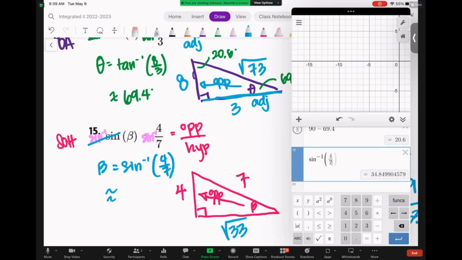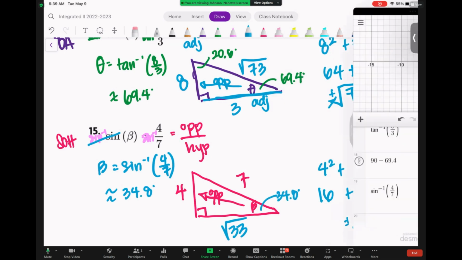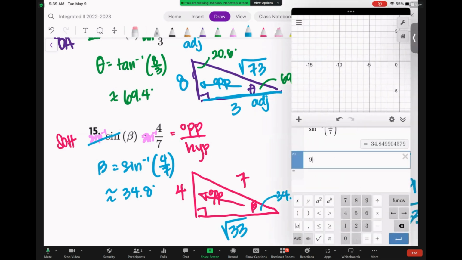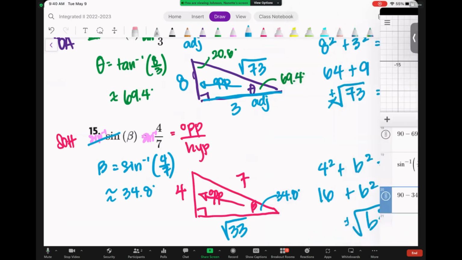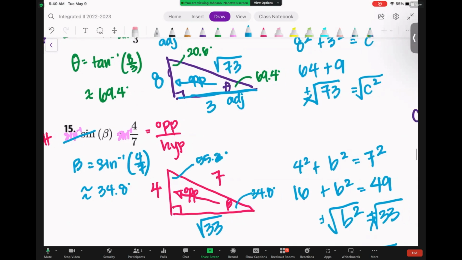So that's about 34.8 degrees. So that guy gets 34.8 degrees. I should have kept this out. And I'll go 90 minus 34.8 degrees is 55.2. So there goes my answers.